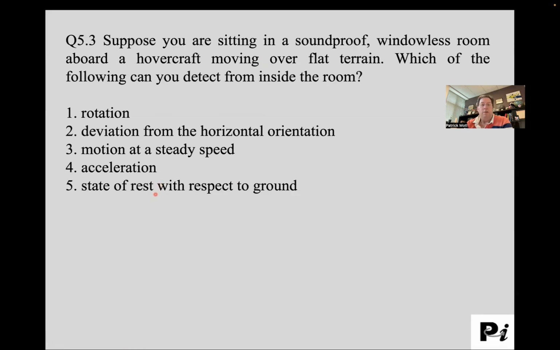And with what we know about Newton's first law of motion, which of these could you tell from within that very isolated, soundproof, windowless, frictionless hovercraft moving over flat terrain? Think about it. There could be multiple answers that are correct. Think about what you think makes most sense in terms of Newton's first law of motion. Talk it over with your physics friends, and then when you're ready to go over the answer, unpause the video.